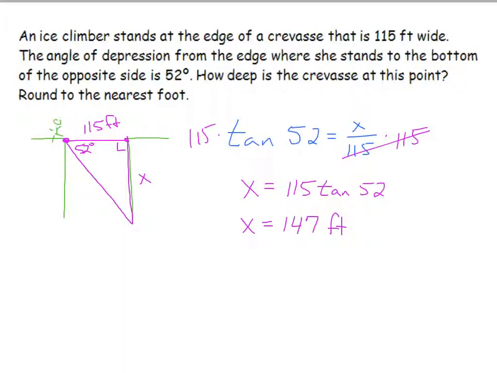So let's take a look at the answer here. I've got a 52-degree angle of depression. I know the opposite leg, and I know the adjacent leg. If I'm using opposite and adjacent, that's tangent, TOA. So tan of my angle, 52 degrees, equals the opposite, x, over my adjacent, 115. When I multiply both sides by 115, I get 115 tan of 52. When I put that in my calculator and round to the nearest foot, I end up with a crevice that is 147 feet deep.